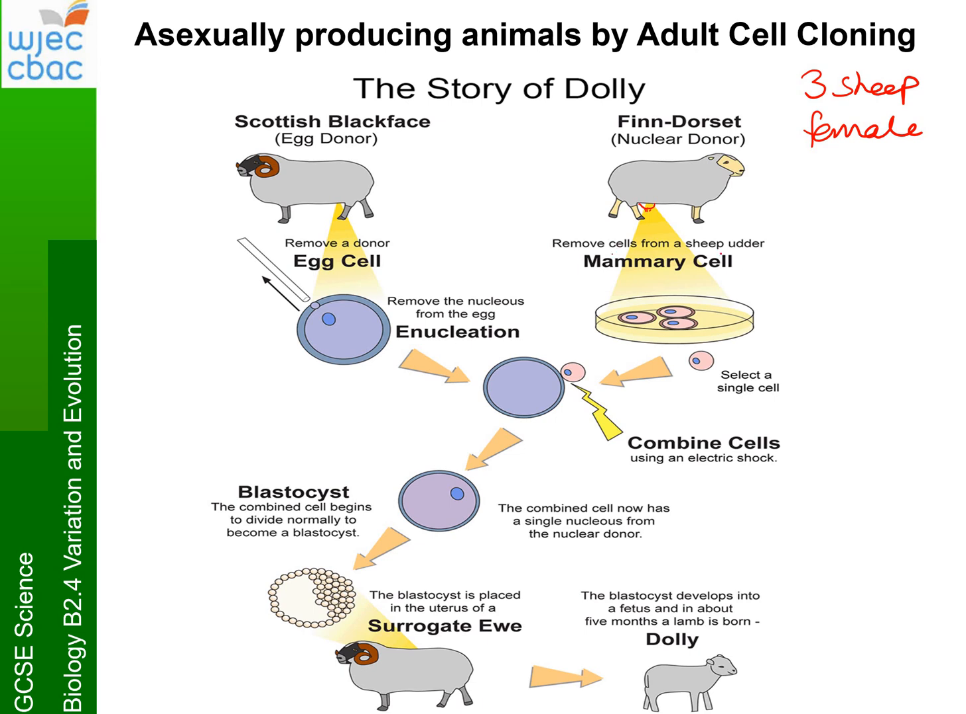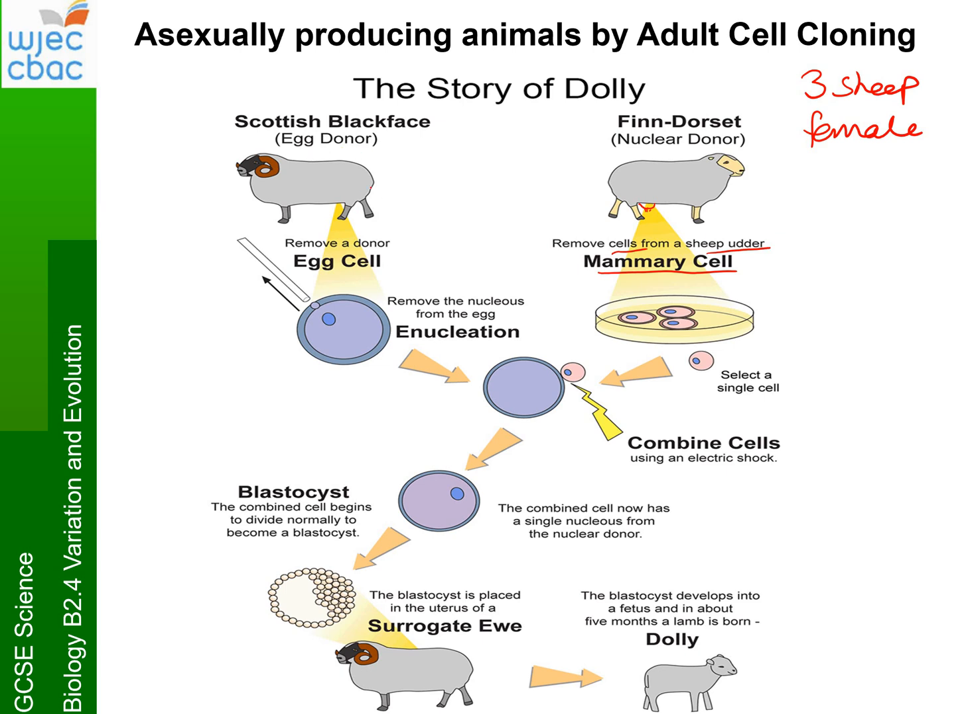So they took cells from the udder cells of this sheep, a female, and we call these mammary cells. And they grew them up in a little petri dish, okay, and they selected a single cell here. The other sheep that they needed, they purposely chose a sheep that looked different. So they chose a different species called a Scottish blackface. This was going to be our egg donor sheep.